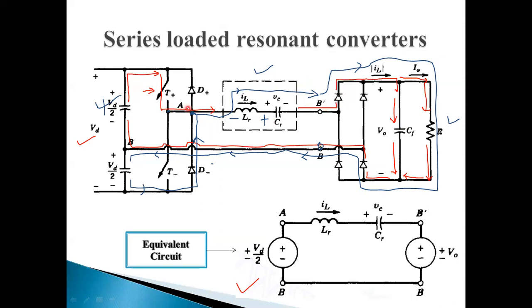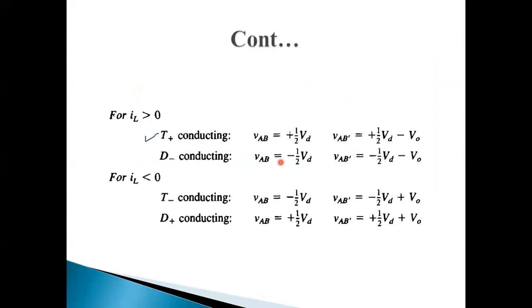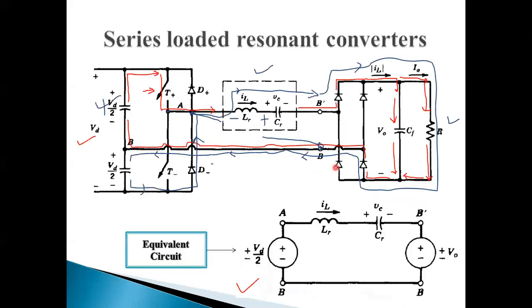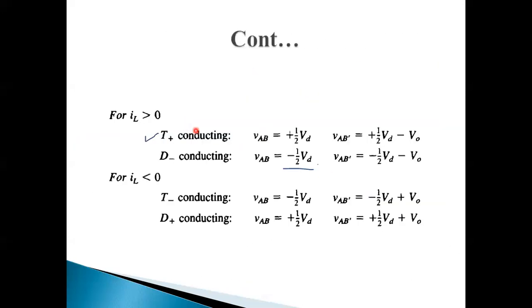So the voltage across VAB is equal to minus VD by 2. Similarly, if we apply the KVL in this circuit, we will get VAB dash equal to minus 1 by 2 VD minus V0.